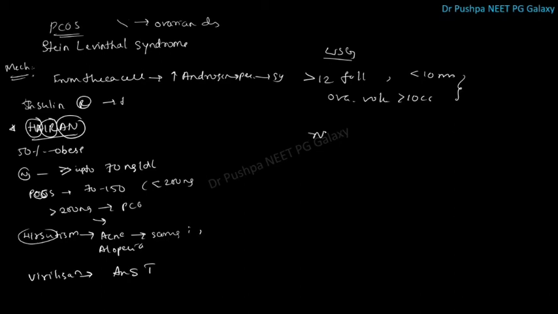We can see a necklace pattern or string of pearl appearance, that is, cysts present in the periphery of the ovary. This is not included in Rotterdam's criteria. It is one of the features in PCOS. There will also be stromal hyperplasia and thickened albuginea.